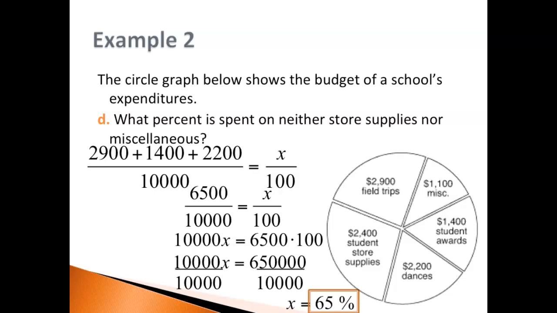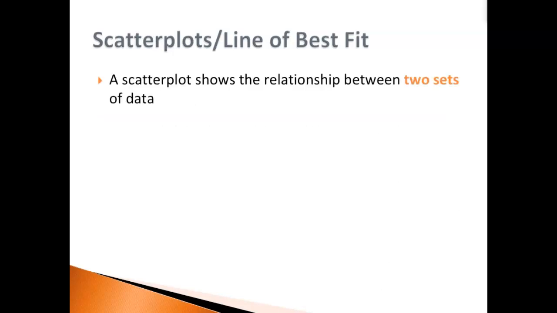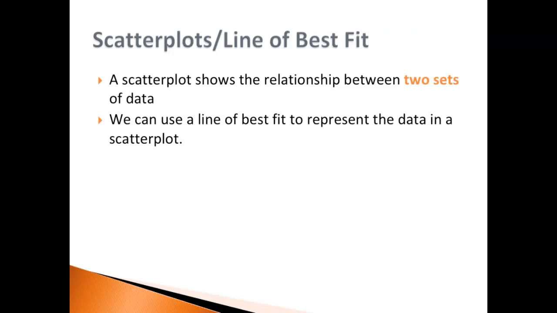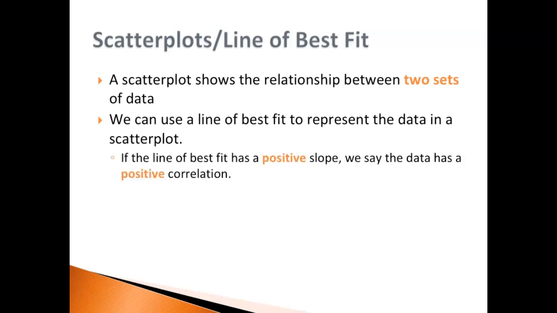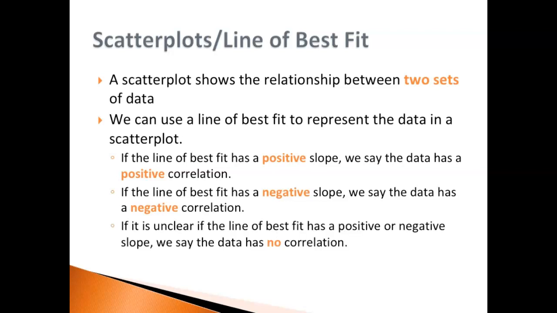All right, let's move on to scatter plots. Now, what is a scatter plot? A scatter plot shows the relationship between two sets of data. We can use what we call a line of best fit to represent the data in a scatter plot. If the line of best fit has a positive slope, we say that the data has a positive correlation. If the line of best fit has a negative slope, we say that the data has a negative correlation. And if it is unclear whether the line of best fit has a positive or a negative slope, we say that the data has no correlation.